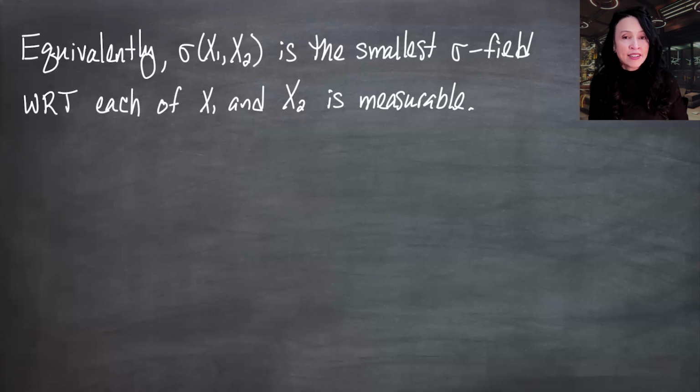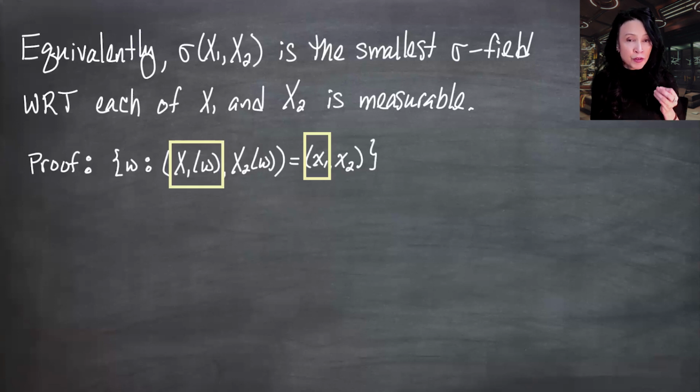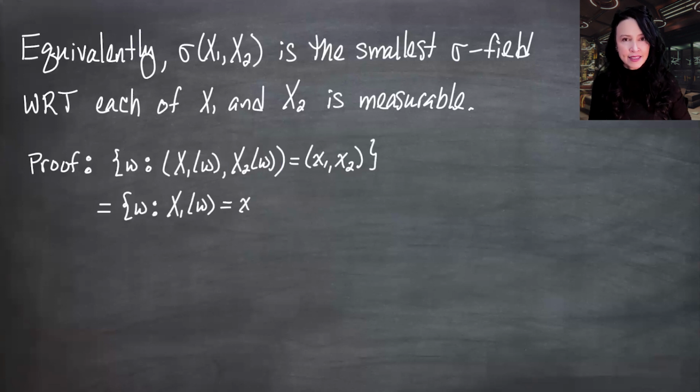I'm going to call it little x1 and little x2, and look at the set of omegas for which the vector maps to that two-dimensional point. This is equivalent to looking at the omegas for which the first component maps to this point, and the second component maps to this point, but they have to happen at the same time with the same omega. So this is equivalent to intersecting two sets like this.